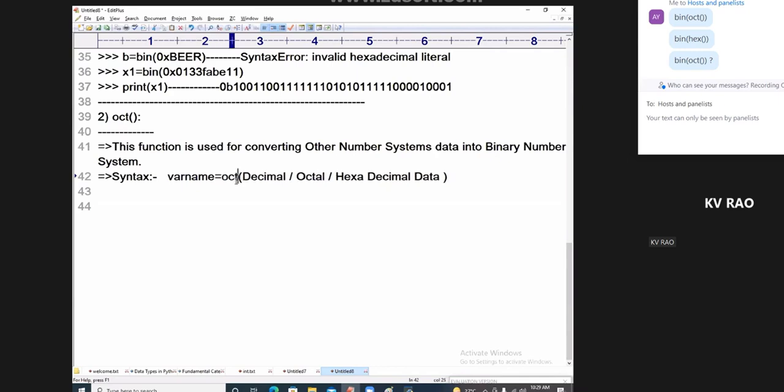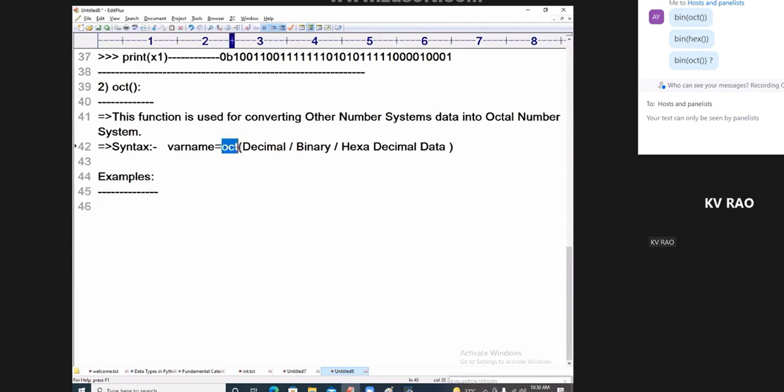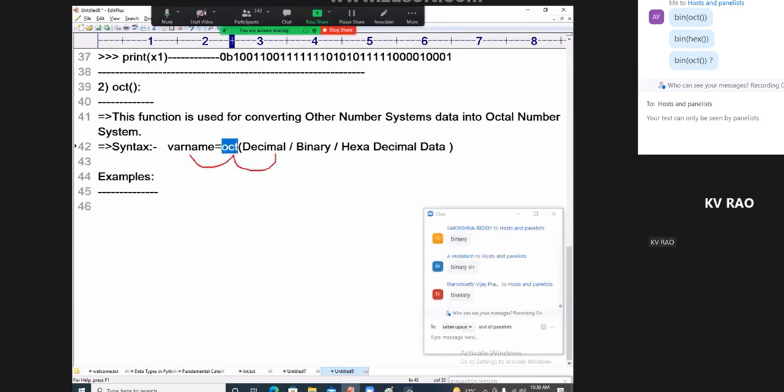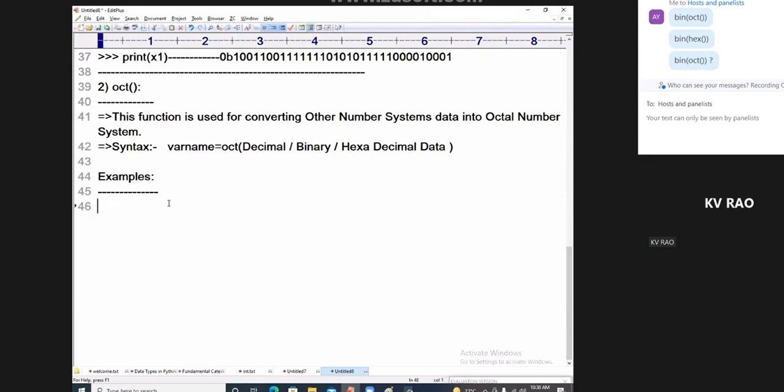Fine, go to that. Oct of: this function is used for converting other number systems' data into octal number system data. So oct of decimal. Okay, next I will write what? Binary, very good. And one more is hexadecimal data. Excellent. Now the examples. What are the examples? The octal function can convert what? Decimal to octal, okay. Binary to octal, okay. Hexadecimal to octal, okay. All sorts of values are coming out.